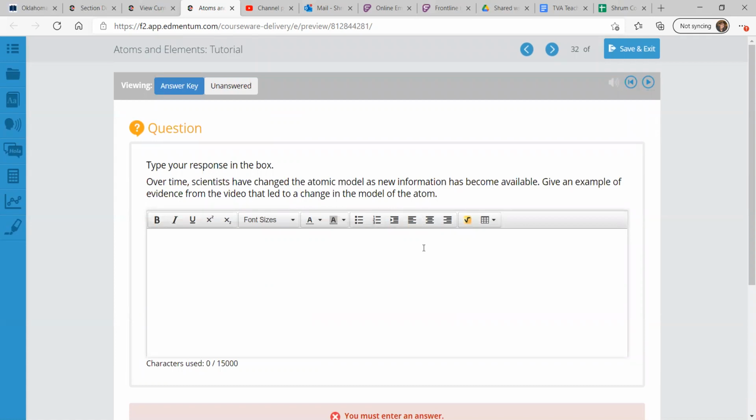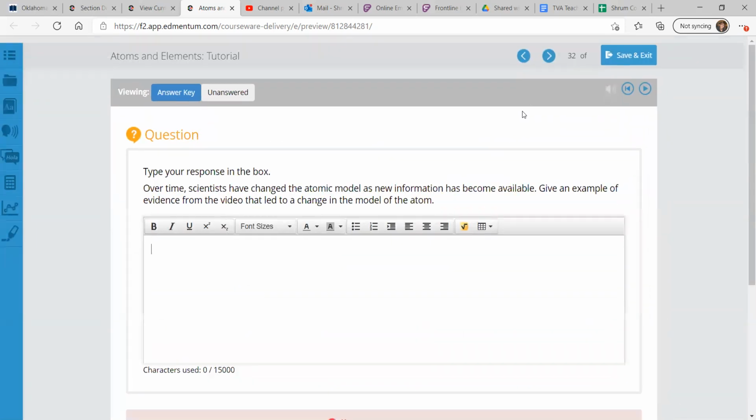So, an example of evidence from the video. I was thinking more along the lines of the gold foil experiment, in which they were bouncing alpha particles off of a nucleus, but those answers work as well.